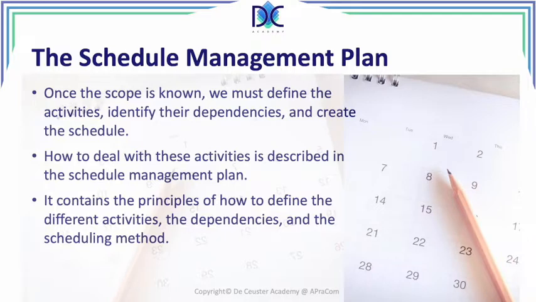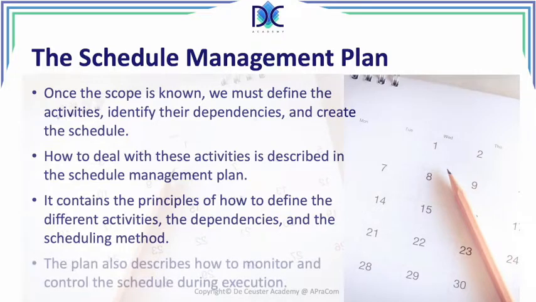We know we have different scheduling methods we can use, and here we will write down what type of scheduling method we will use. Typically, in the classical project management approaches, we use an activity on the node, schedule management method, and typically the precedence diagramming method. The plan also describes how to monitor and control the schedule during execution. Here we have principles about how to register earned value elements, earned value parameters that are calculated, and so on.